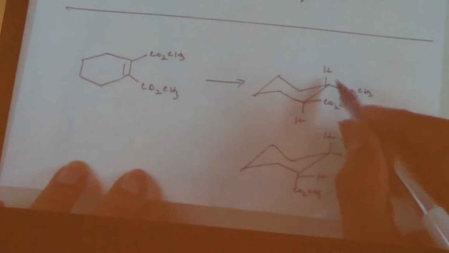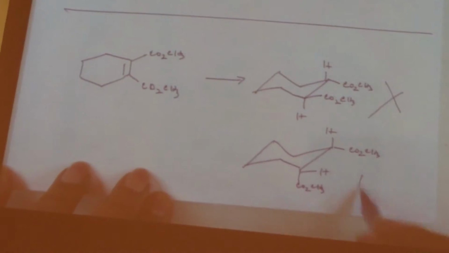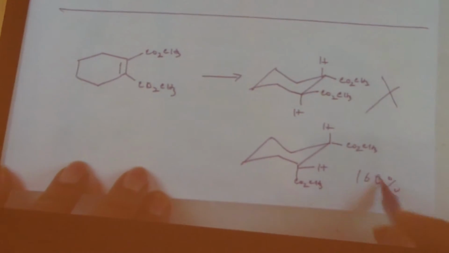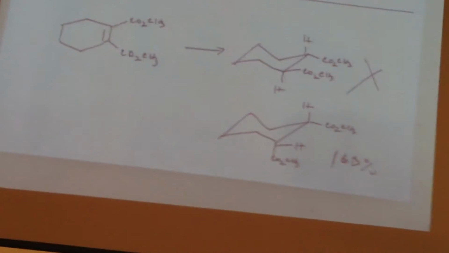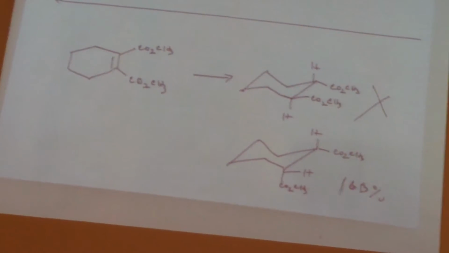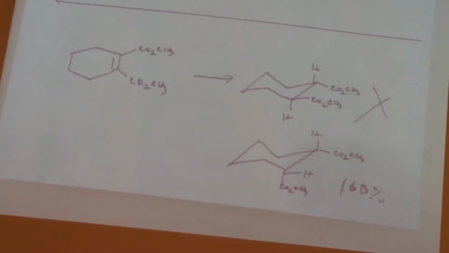Diequatorial is trans. Right? So this is trans. The hydrogens are also trans, right? So that cannot happen. 100% of this product is generated for hydrogenation with any metal. No matter which metal you use, you still get the same product. This is the only product that's generated during the hydrogenation of a carbon-carbon double bond in a cycle.